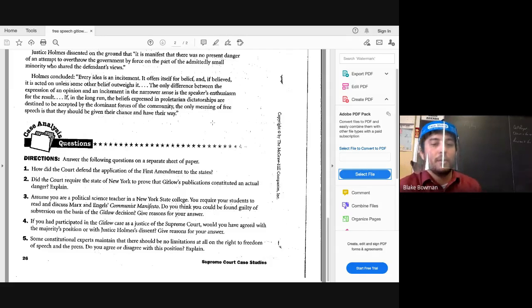Three, assume you're a political science teacher in New York State College. You require your students to read and discuss Marx and Engels' Communist Manifesto. Do you think you could be found guilty of subversion on the basis of Gitlow's decision? Give reasons for your answer. So let's say it's during that time period, 1925. Okay, let's say that. Go ahead, Sarah.